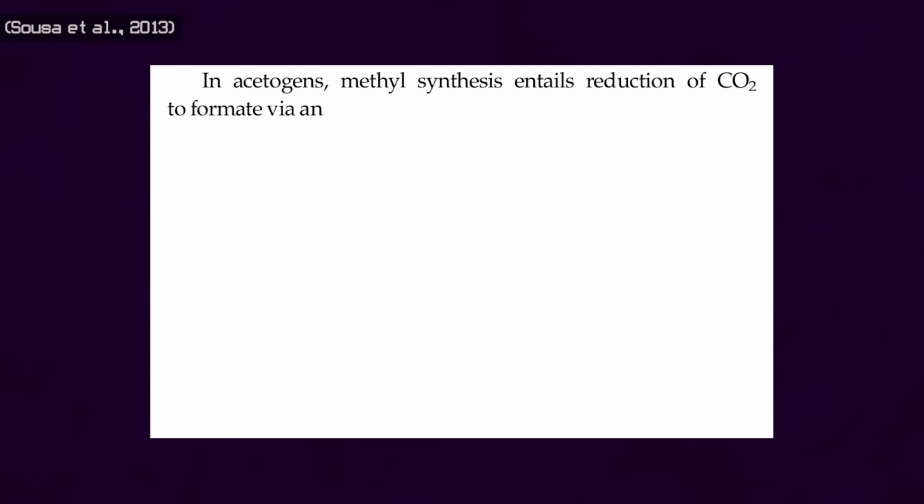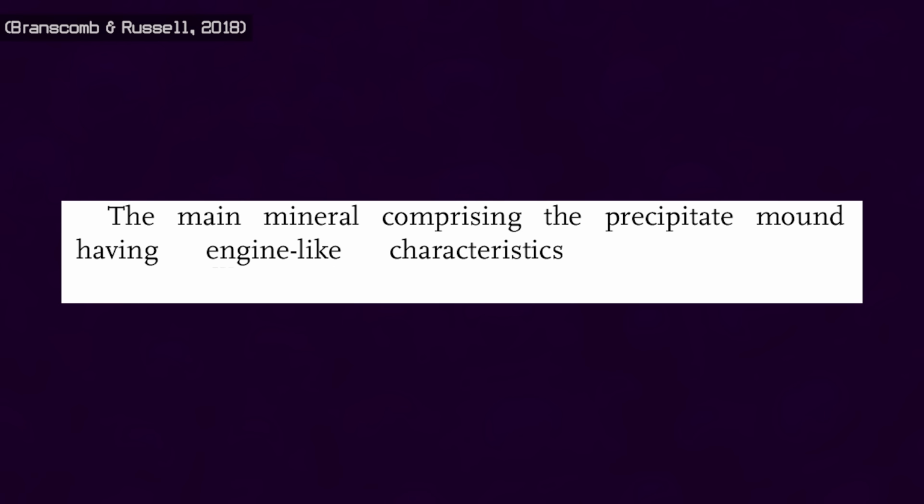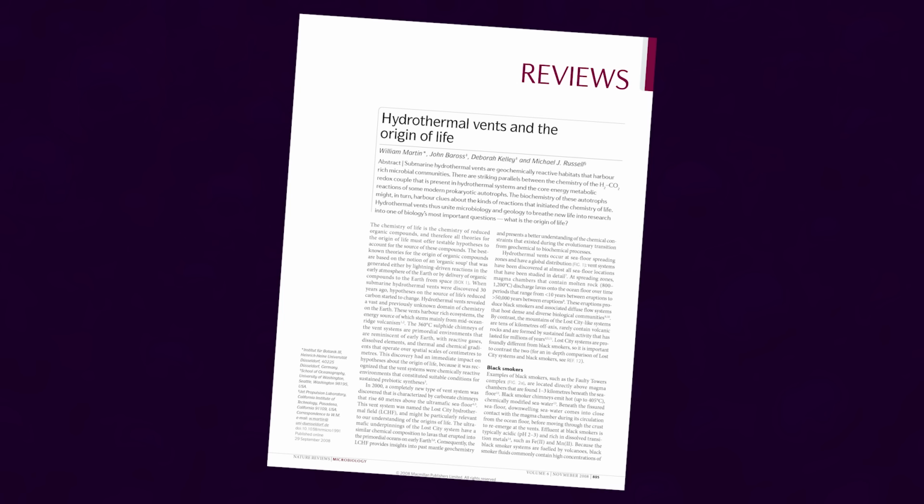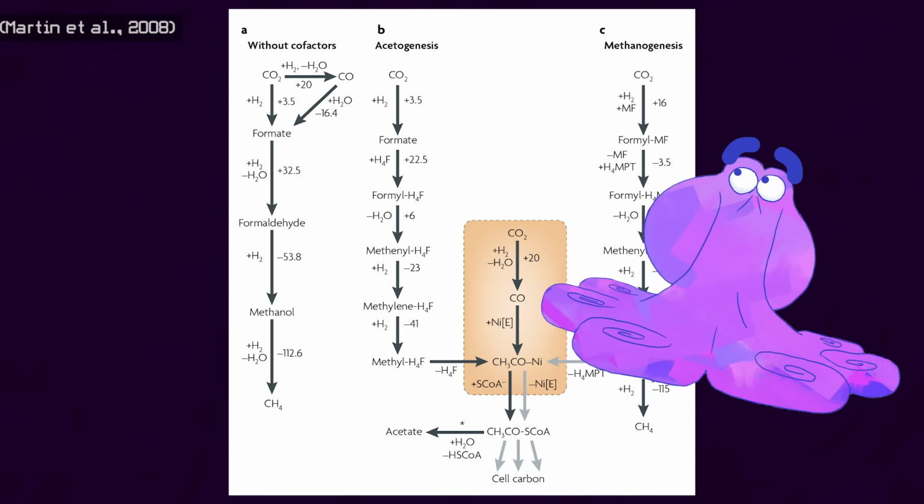In acetogens, methyl synthesis entails reduction of CO2 to formate via an NADPH-dependent formate dehydrogenase. You know what? Maybe not this paper. This paper breaks it down really clearly, I think. The main mineral comprising the precipitate mound having engine-like characteristics is green rust. Oh my god. Okay, let's just skip the text. Let's look at some diagrams like this one.